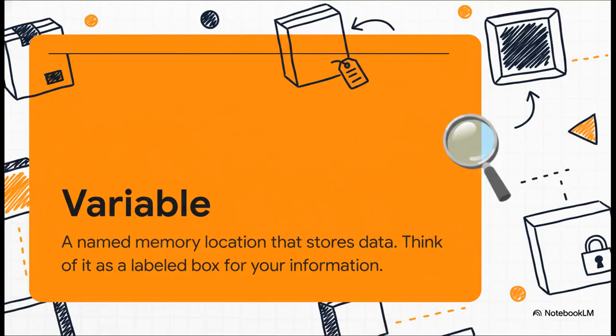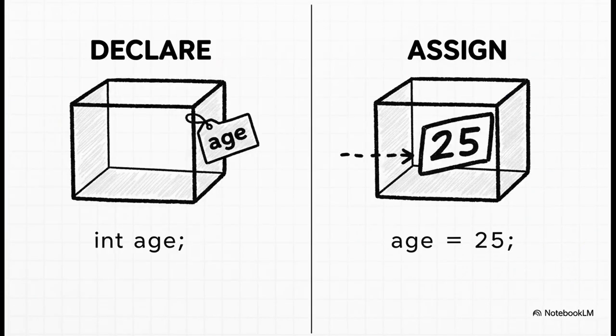And the most basic building block of all is something called a variable. Honestly, the absolute best way to think about it is just as a labeled box. You give the box a name, you put a piece of information inside, and then you can grab it and use it later. Simple as that. And here's what that actually looks like in the code.